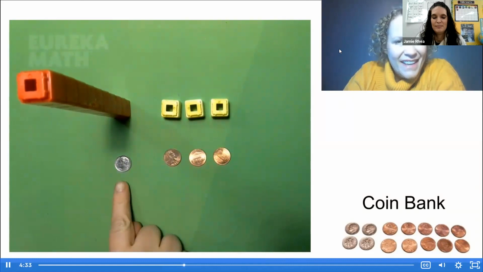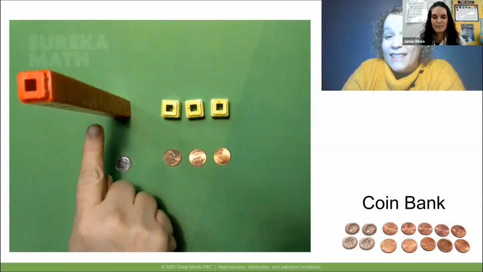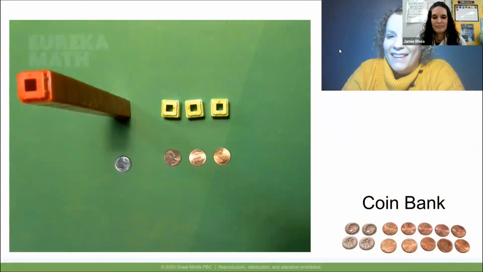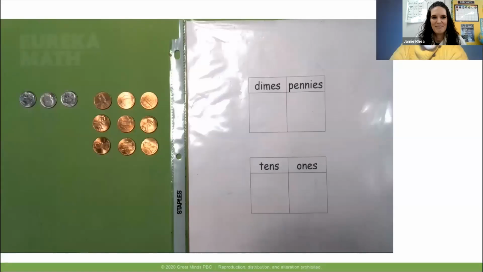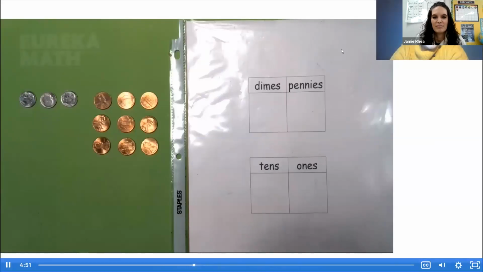Great idea. A dime is like showing a 10 stick for 1 ten. Give yourself a whoop whoop. You're off to a great start. How many dimes do you see? I see 1, 2, 3. 3 dimes.